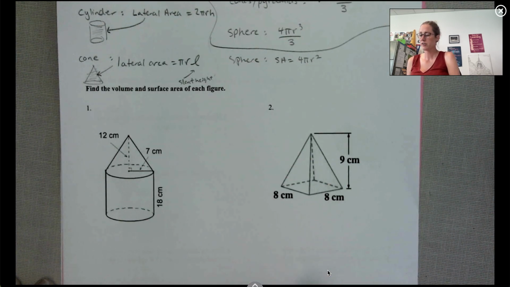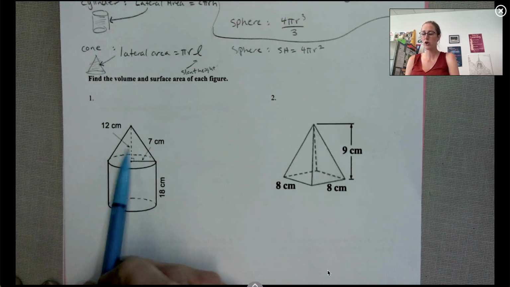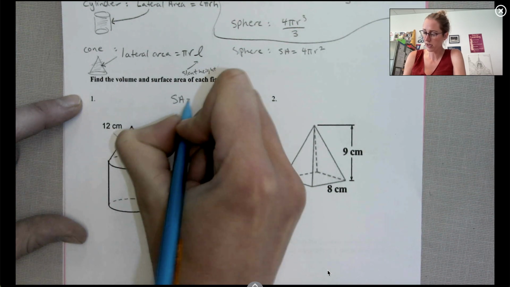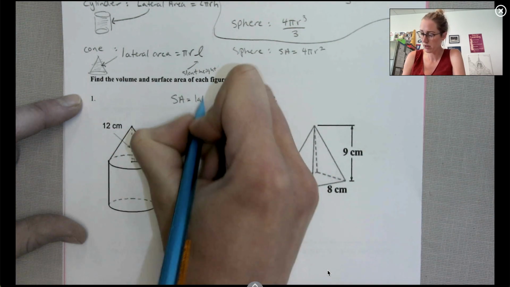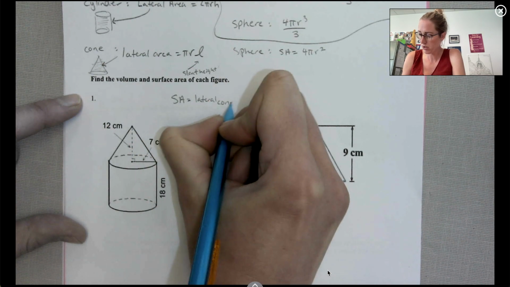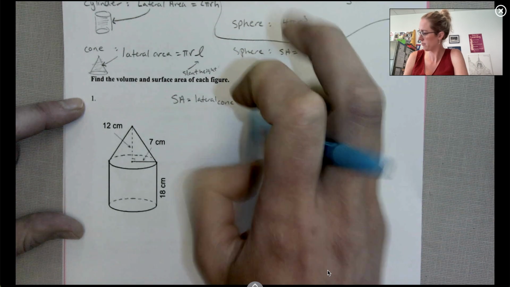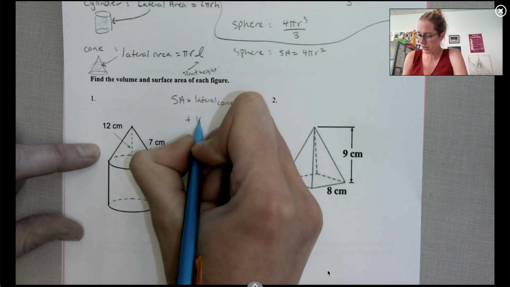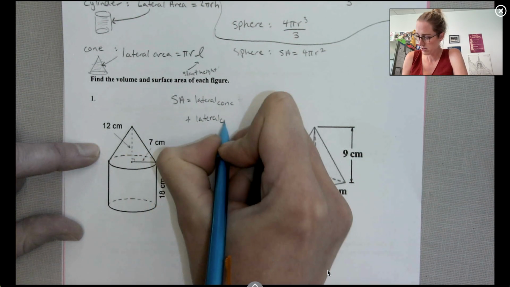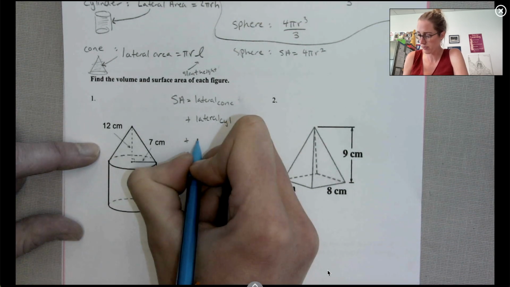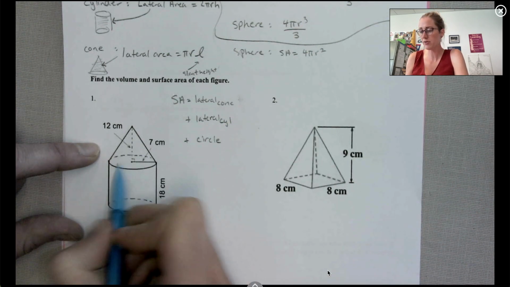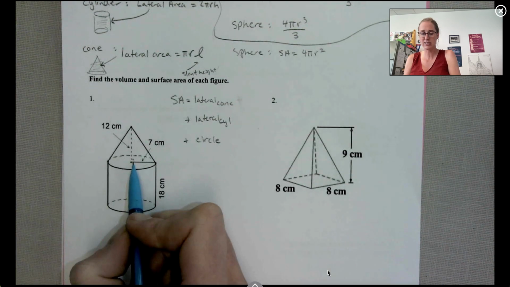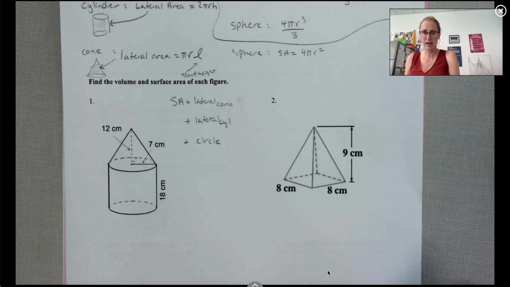Let's find a couple surface area and volumes for these 3D figures. Okay, so we have a cone plus a cylinder. So let's start with surface area. So my surface area of this figure is the lateral area of the cone plus the lateral area of the cylinder plus that bottom circle. Now, I would not count this circle because I can't touch that one. The cone is like glued to the cylinder. I cannot touch that one. So I'm going to find these and then add them all together.